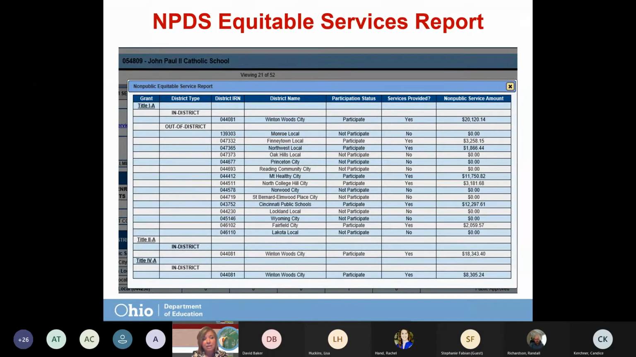This information can be very helpful when consulting with the non-public school regarding the service model that will best meet the needs and options like pooling. It's also necessary information for your partners in pooling, MOU, or third-party contract arrangements.